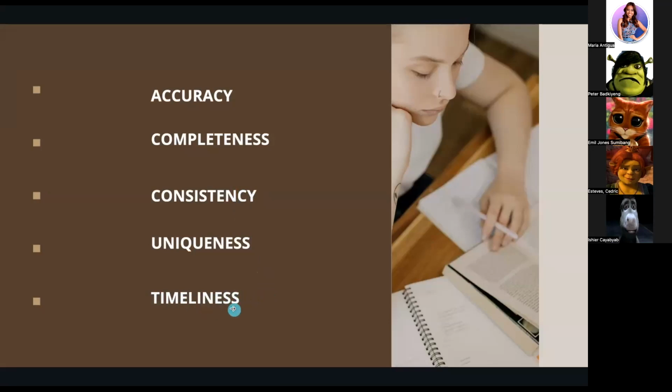Timeliness, we mean to say it's relevant, no? It's fresh, up to date. It's unique. It applies to some cases where unique information is very important because, again, it's something different, no? Consistent. Yan na yung mga truthful, factual, complete, and accurate. They're all related to simply, information should be truthful and factual. Okay?